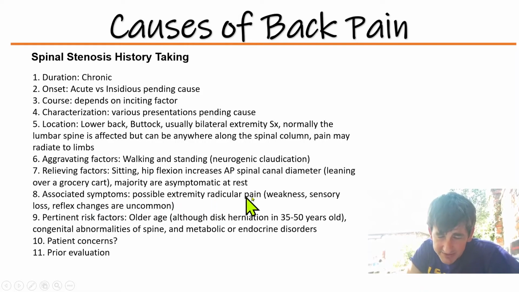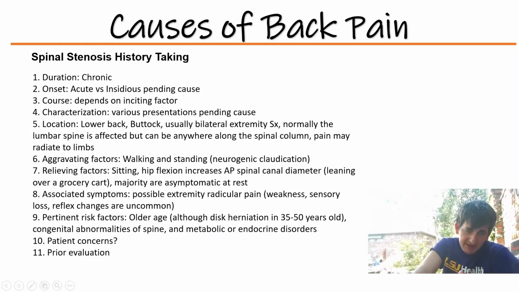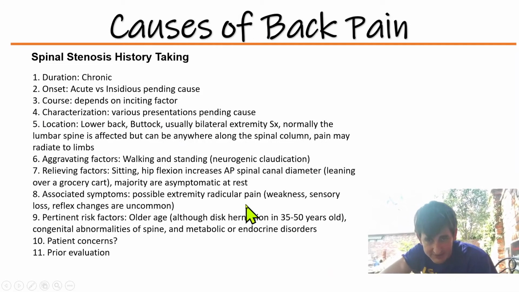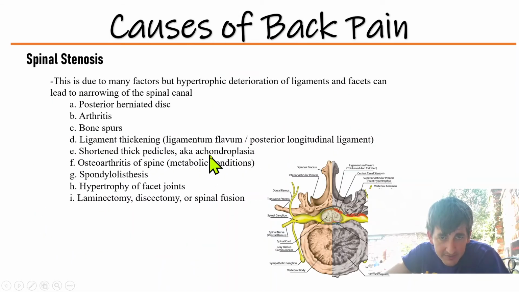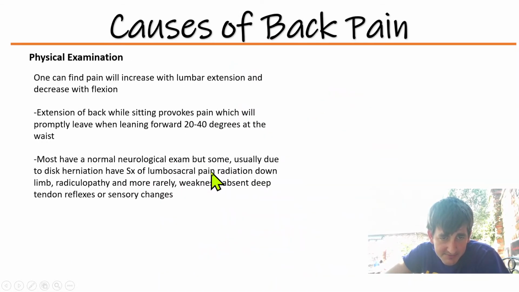Associated symptoms: possible extremity radicular pain, weakness, sensory loss, reflex changes are uncommon. So these are uncommon. If you see these, think something worse, but it might happen. Depends again what's causing this. Pertinent risk factors: older age, although disc herniation is usually in 35 to 50-year-olds, so it might be younger patients as well. Again, depends on what's the inciting factor of this condition. You can have congenital abnormalities of the spine or metabolic or endocrine disorders, and that's what we mentioned up here, some of our causes.